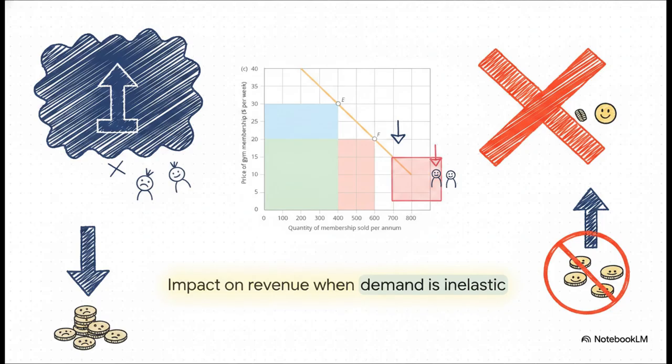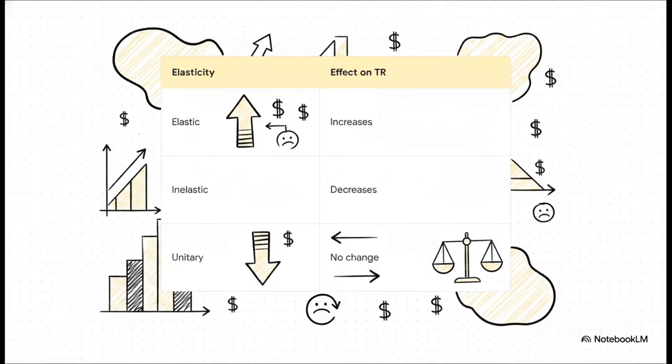The blue area of lost revenue now heavily overtakes the pink area of gained revenue. Basically, even though you got more members, the heavy discount you just applied to everyone totally destroys your overall income. In this range, demand has become inelastic. So, the crucial takeaway rules are neatly summarized right here.